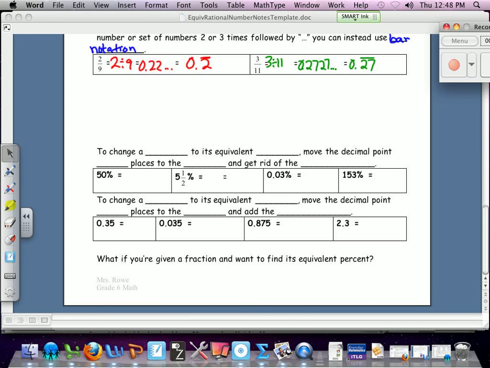All right. To change a percent, oh, this last part is just a swooping trick. To change a percent to its equivalent decimal, move the decimal point. Now, if there's no decimal point, either you have to convert the fraction component into decimal, or if it's a whole number percent, then it would be implied that it's to its right. So move the decimal point 2 places to the left and get rid of the percent sign.